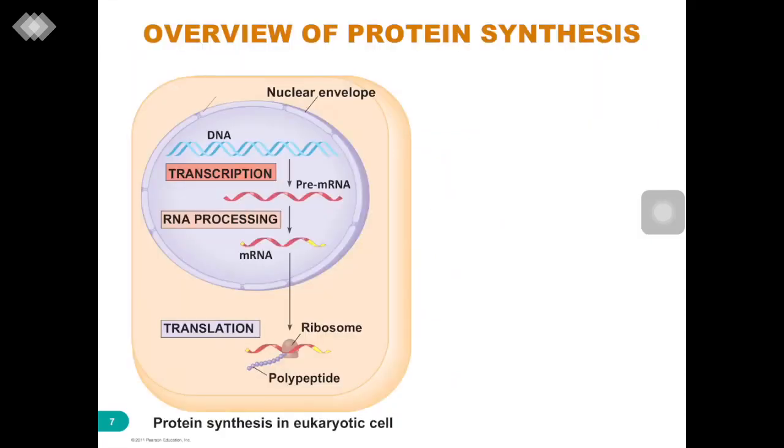This picture shows the overview of protein synthesis that happens in eukaryotic cells, which happens in our cells. In this picture, you can see that the first step in protein synthesis is transcription, and after that there is an additional step, we call it RNA processing, but this process is not being covered in our course. The final step in protein synthesis is the translation process.